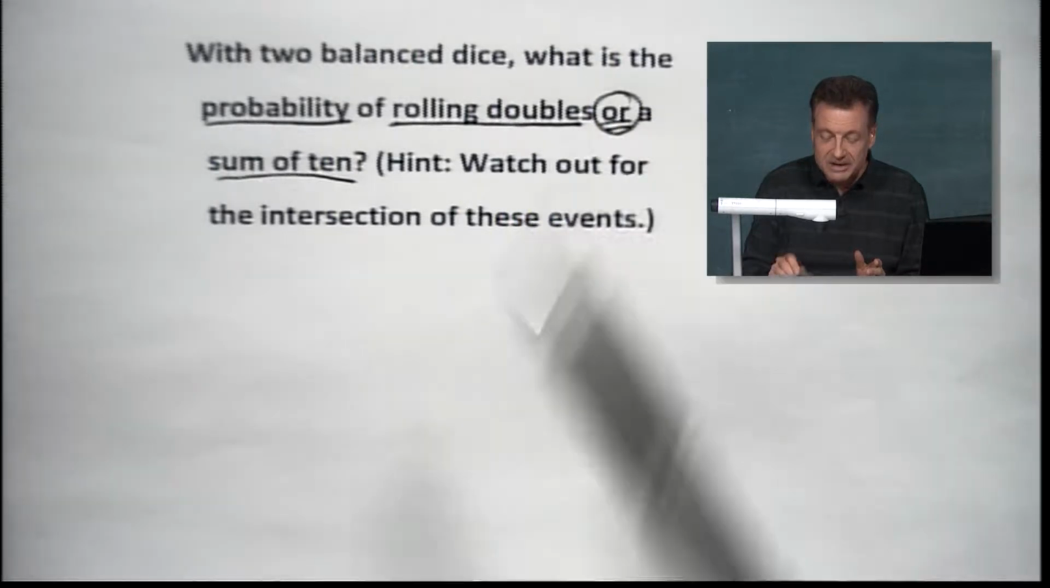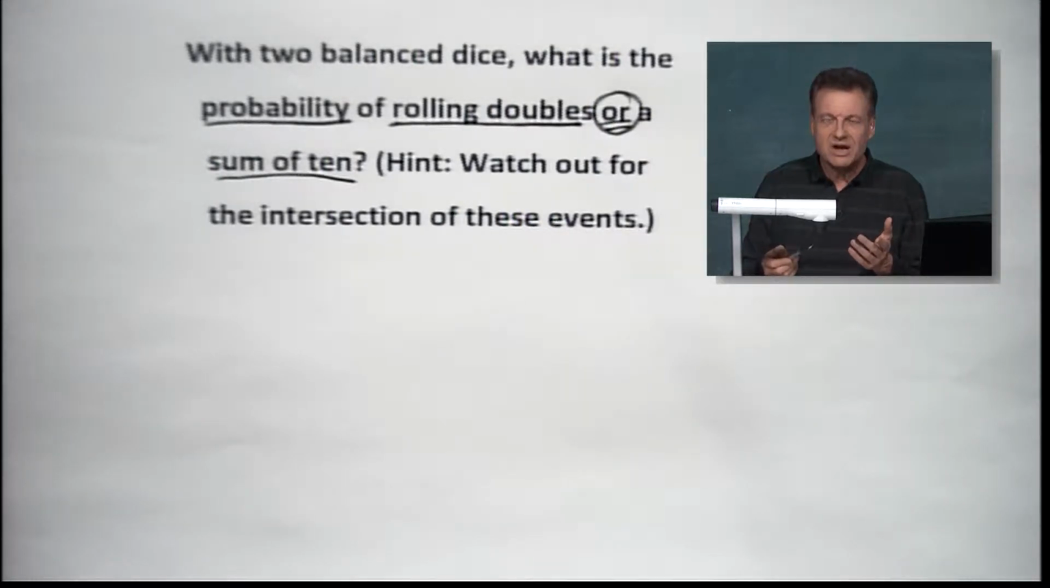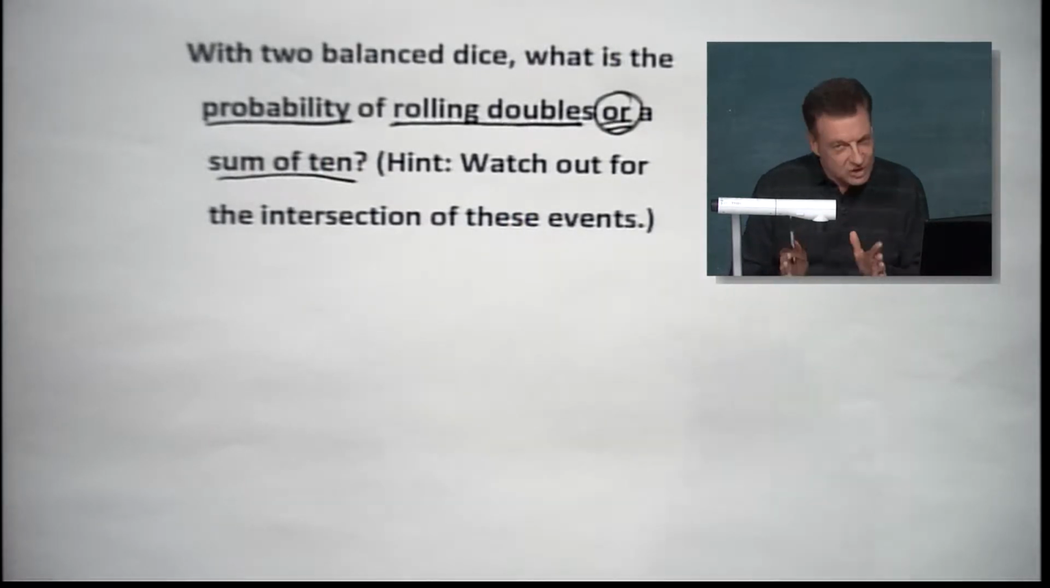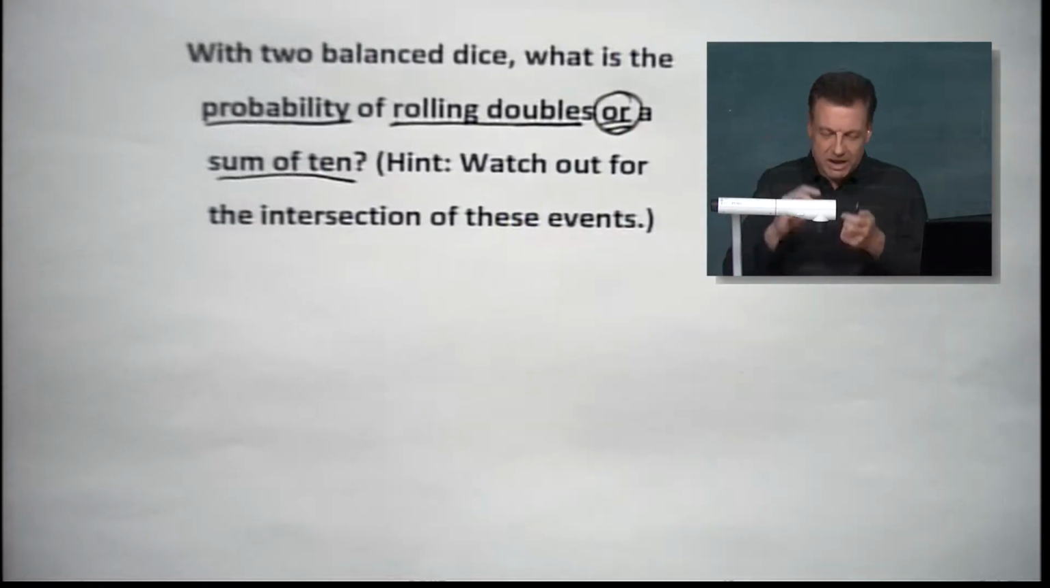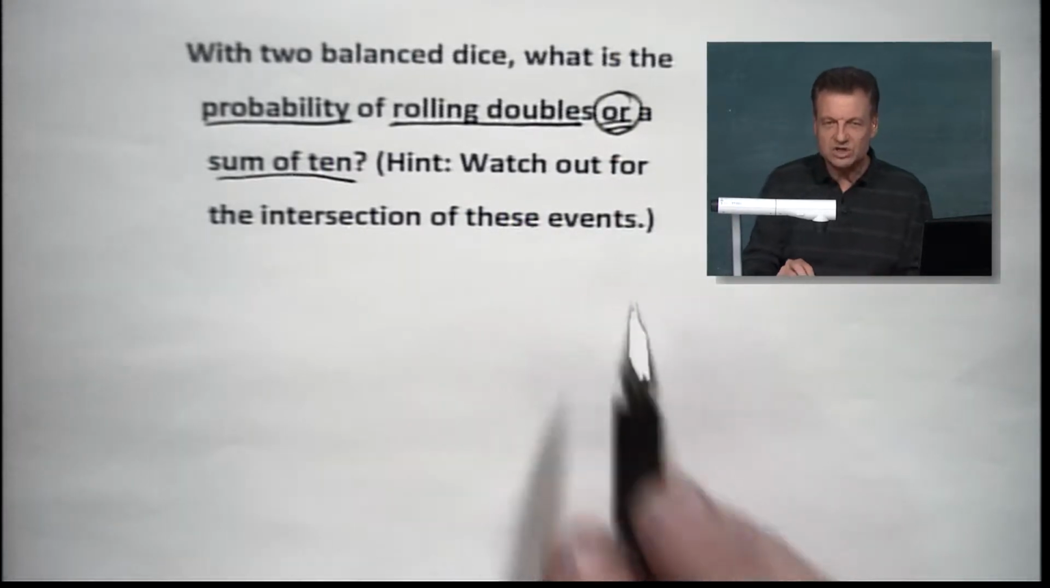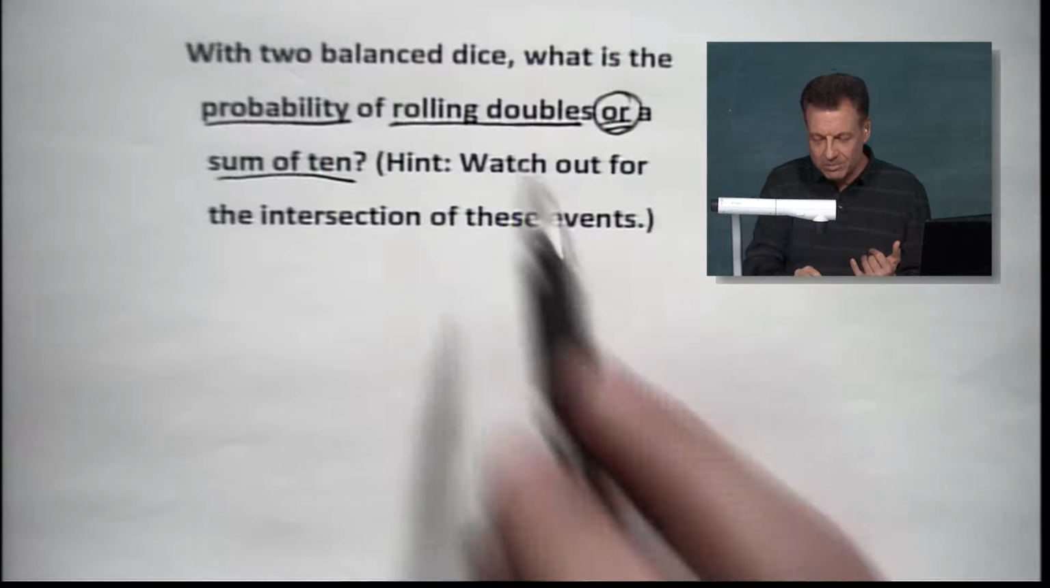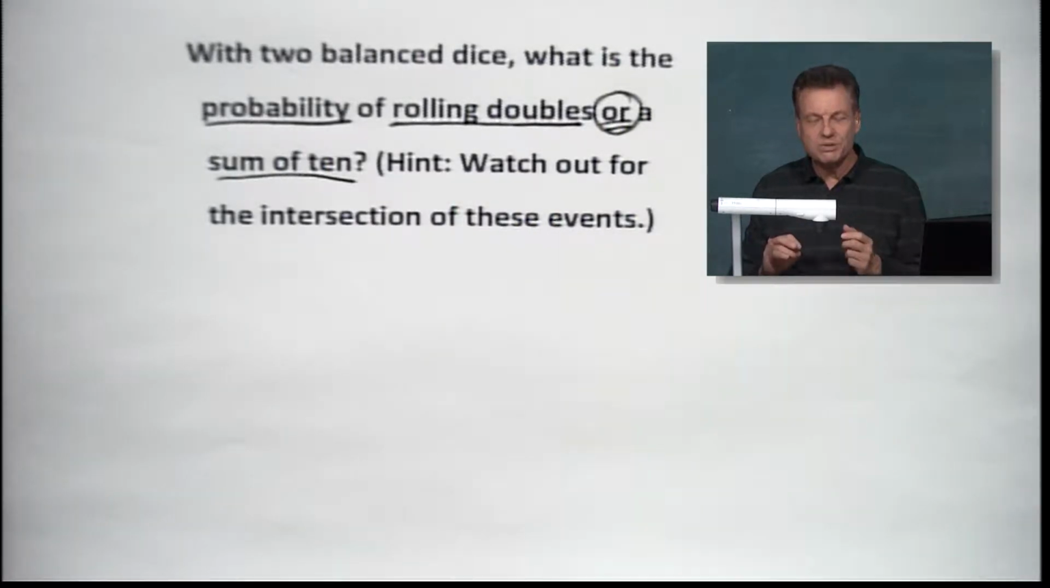We might luck up and get, well, is there an overlap there? Yeah, 5 and 5 add up to 10, and this is also doubles. That doesn't mean you get double money, all right? It just means you got one of the options. So that's what I mean here. We got to watch out for this intersection. Intersection is where the doubles and the sum of 10 both belong.